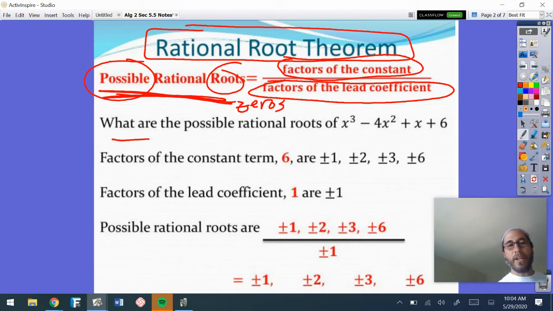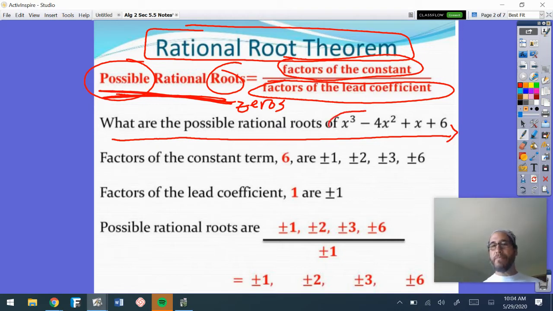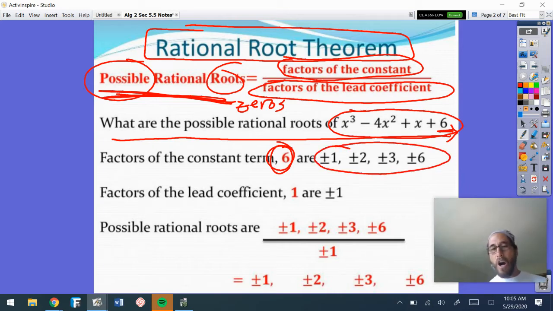Let's say a question on your next quiz said, what are the possible rational roots of this particular cubic polynomial? Remember, this is just the possible answers, and the possible answers would be the factors of your constant, the constant being the term with no x on it. How do you get 6? 6 times 1, negative 6 times negative 1, 2 times 3, negative 2 times negative 3. You have to list all of those out, and all of them go in our numerator.